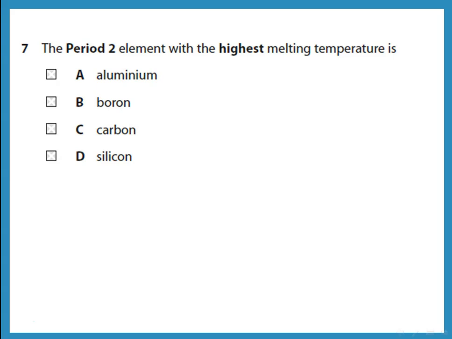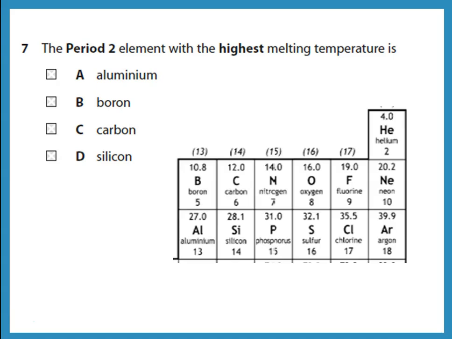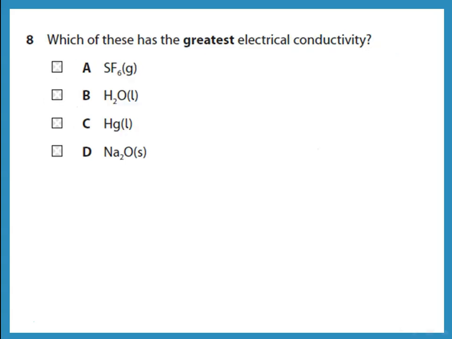This question says the period 2 element with the highest melting temperature. So let's look again at the periodic table. First of all, we're looking for something that's in period 2. Aluminium is not in period 2, and silicon also is not in period 2. So we're looking at B or C. Now, which of these has the highest melting temperature? You should remember that carbon has a giant structure, diamond or graphite, and that means that it has a very high melting point.